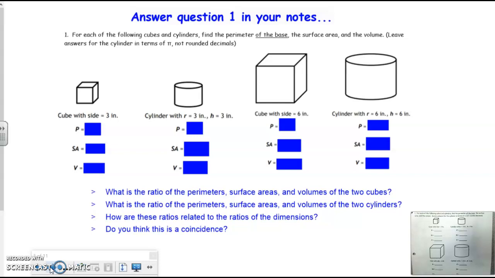And I've got 4 different ones here that I would like for you to find the perimeter, surface area, and volume for. So the first one is a cube, and when it says perimeter, it's talking about the perimeter of the base. So the base is a square, and the side lengths are 3. So that would just be 3 plus 3 plus 3 plus 3, which is just 3 times 4. So this would be 12 inches.